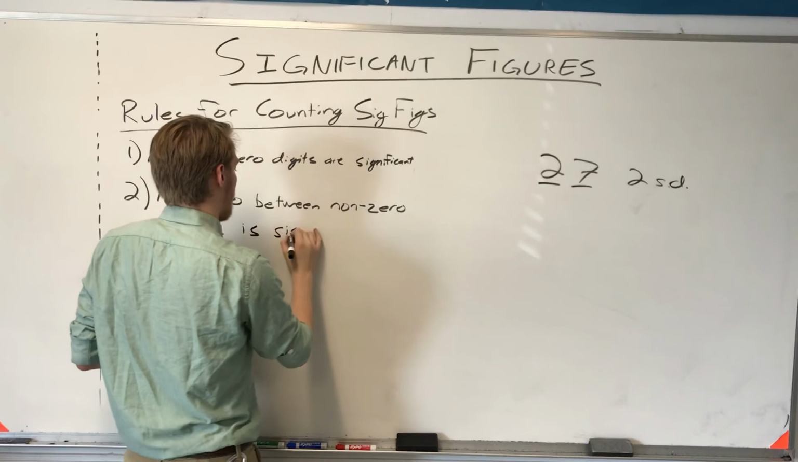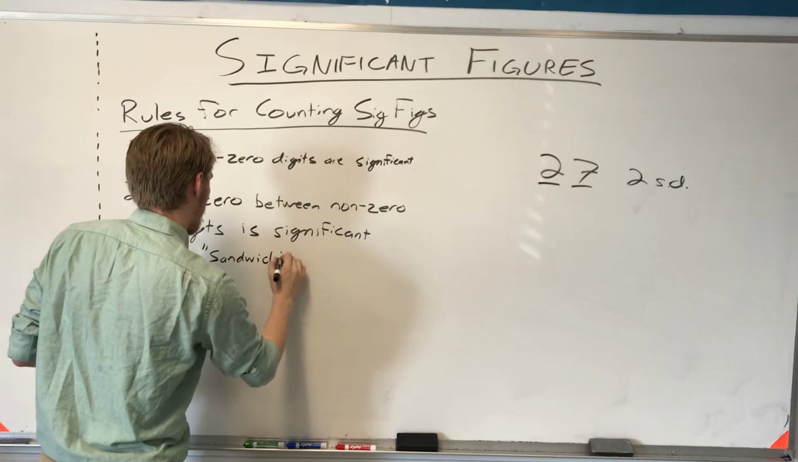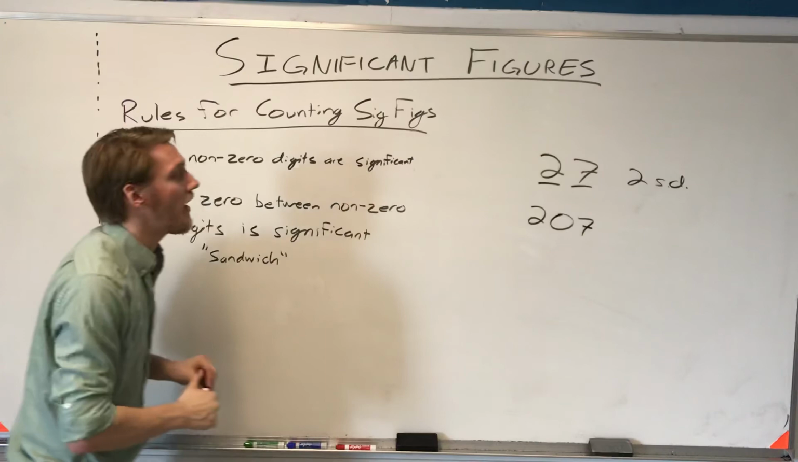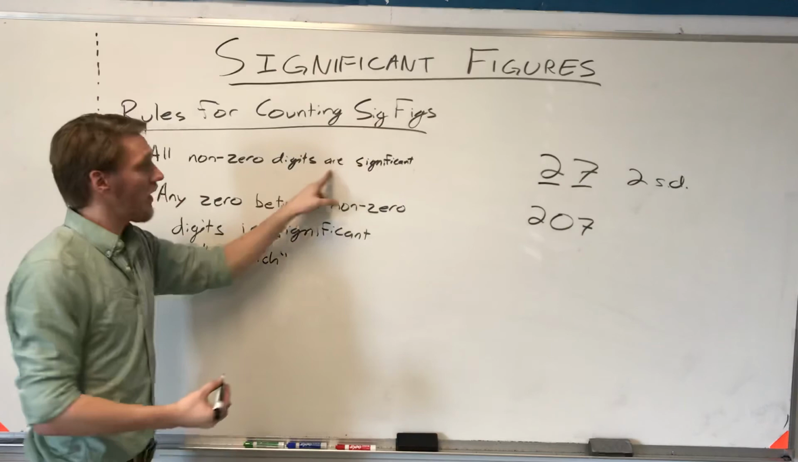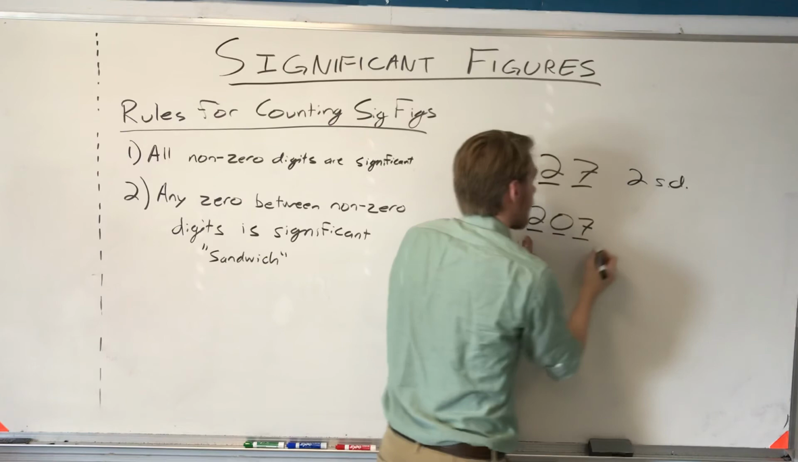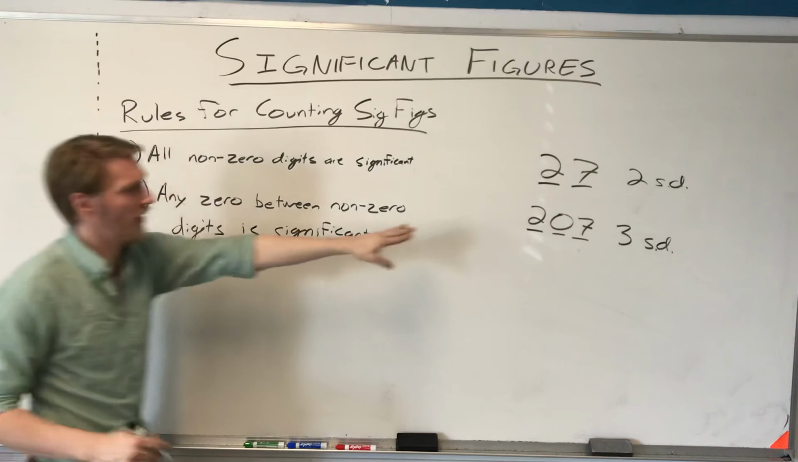And I like to call these zeros the sandwich zeros. Let me give you an example of that. I'm just going to change this number to be 207. Now, I'm not 207 years old, but for example, this number has three significant digits. All of the numbers that aren't zero are significant, so that one and that one are both significant digits. And then any zero that's sandwiched between them also comes along, so it's also significant. So this number has three significant digits, or sig figs. Sorry for using those two interchangeably. They're both in my brain. So those are always significant.